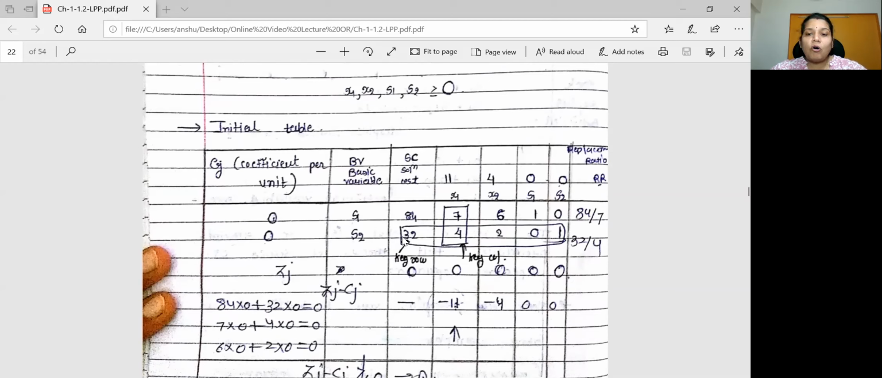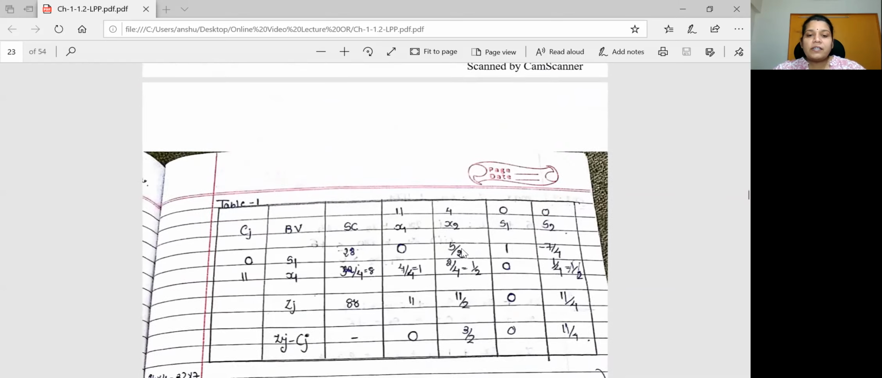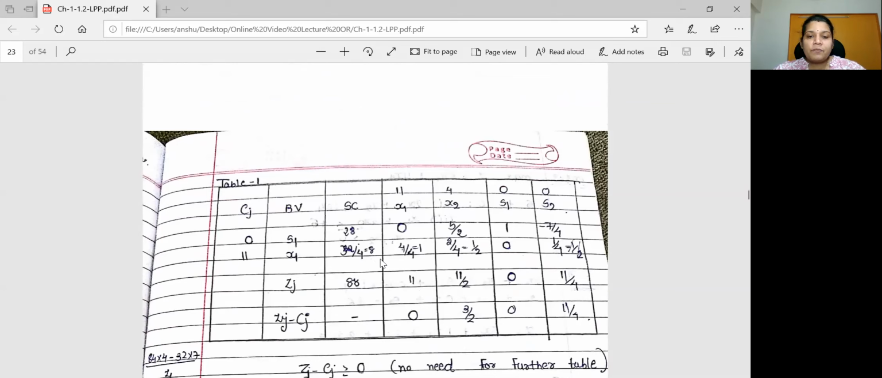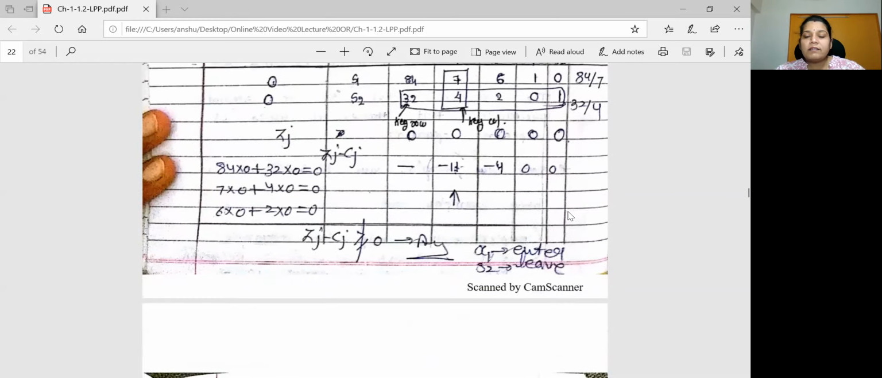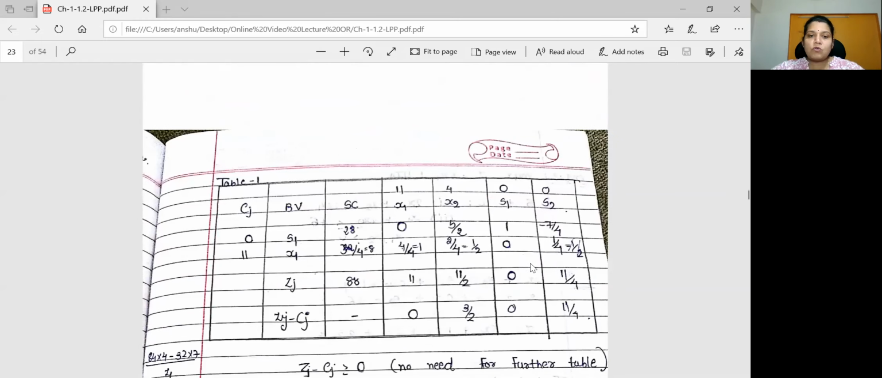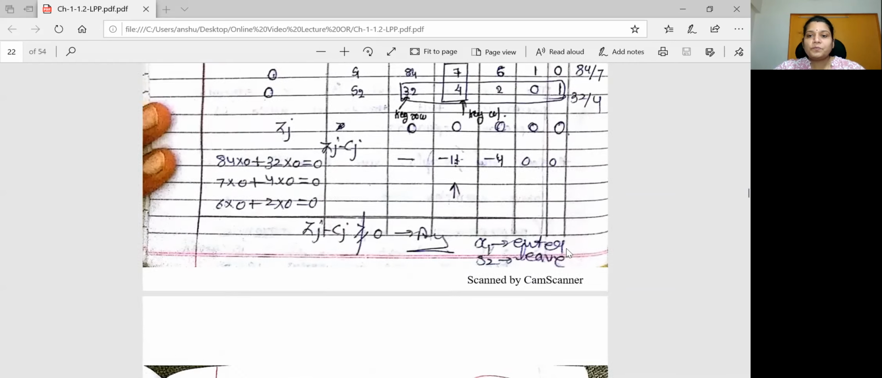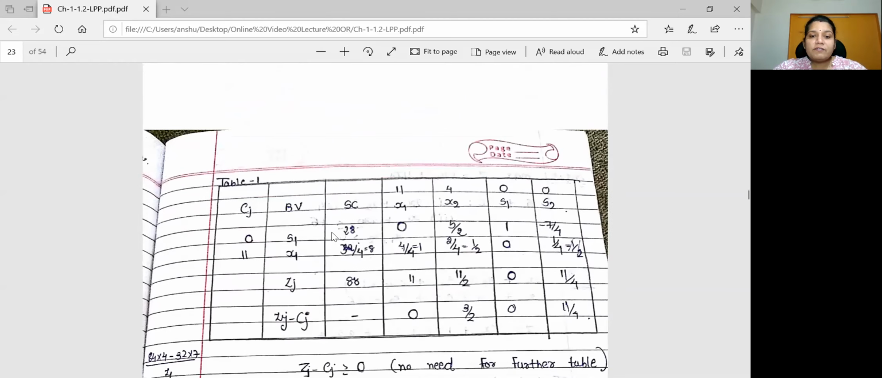We divide the whole equation. पूरी equation को हमें किससे divide करना है? Divided by 4. So 32 by 4 is 8, 4 by 4 is 1, 2 by 4 is 1 by 2, 0 by 4 is 0, and 1 divided by 4 is 1 by 4. So we get one equation: 8, 1, 1 by 2, 0 and 1 by 4.